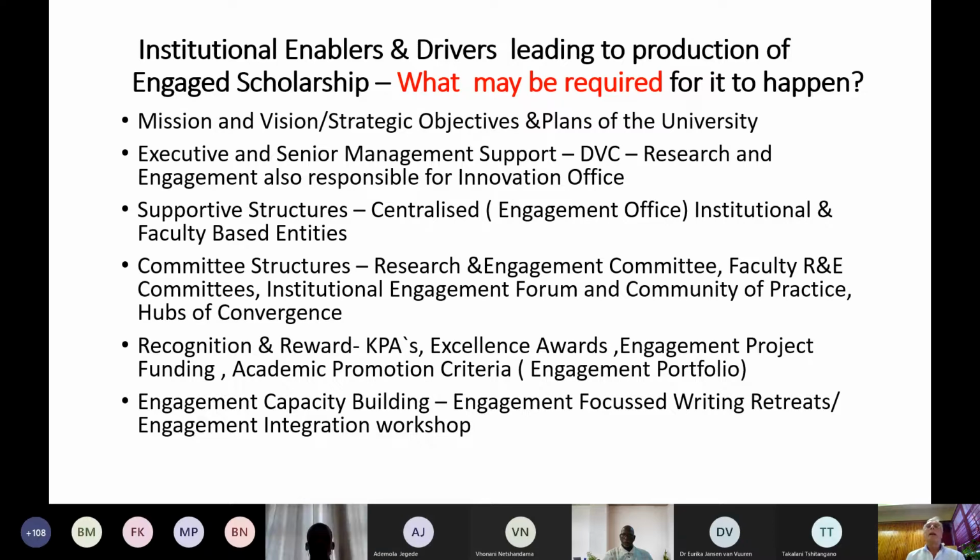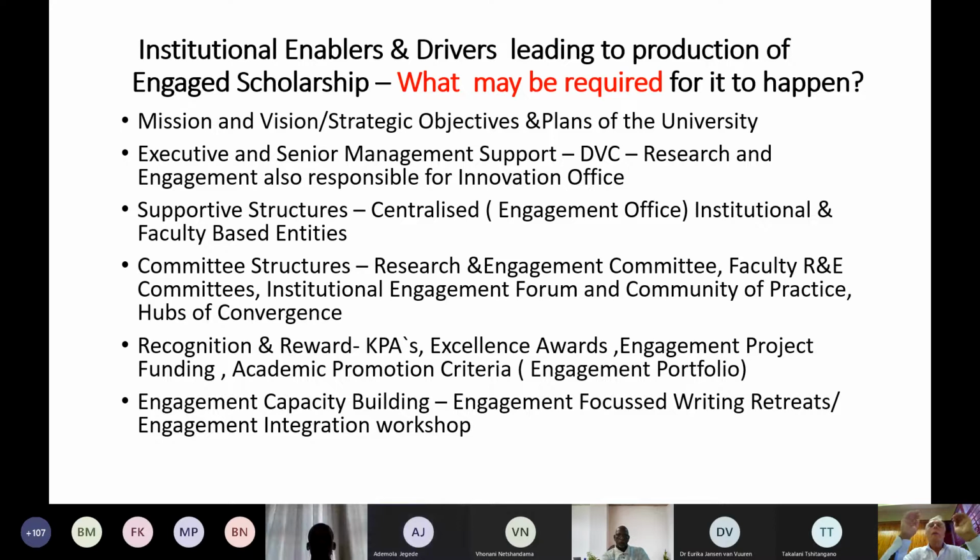Very important is that you need to have a research and engagement committee and a faculty research and engagement committee. An institutional engagement forum comprising everyone in the institution who just wants to come and chat about engagement, chat about ideas, chat about best practice, and then also flowing from that institutional engagement forum, you have a community of practice involving external stakeholders with the university. And I've also mentioned the creation of these hubs of convergence.